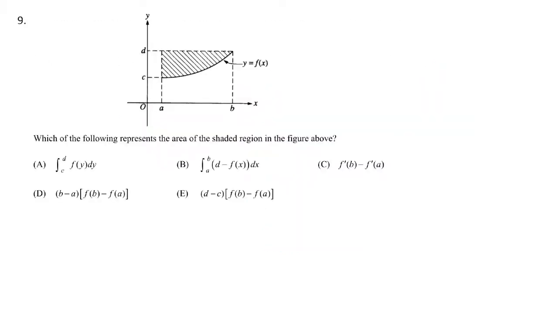All right, number 9, again, still talking about area here. And it's looking to see, do we understand the concept of the integration with the area, the bounded area? Notice our top function is d, the bottom function is f of x, and we have endpoints from a to b. So looking at our answer choices, the only one that's going to be correct here is answer choice B.